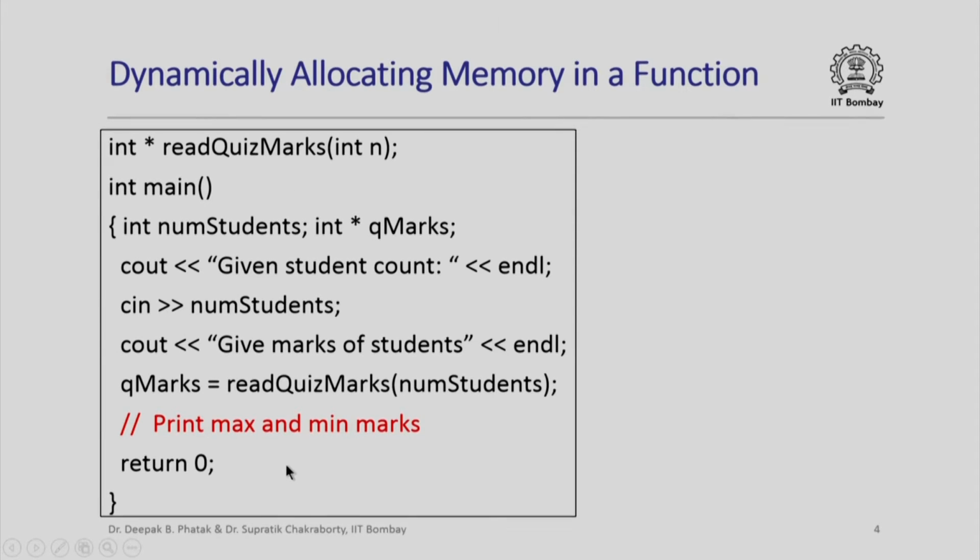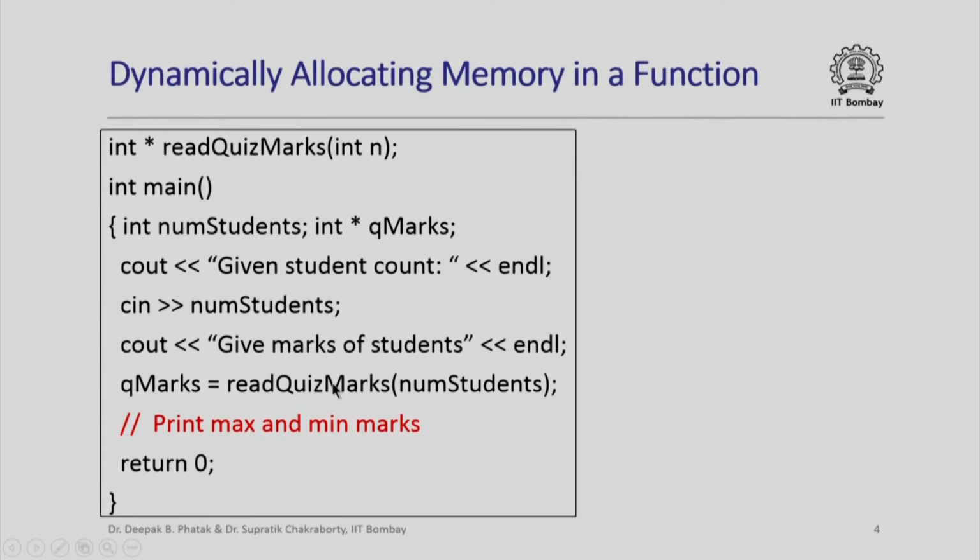In this function I basically want to read the quiz marks of a certain number of students, and then I want to do some computation on it, like finding the minimum and the maximum marks. So in this function I have this integer variable num students. I ask for the number of students in the class and read in that number in num students. Then I ask for the marks of all the students and I call this function read quiz marks, which takes as a parameter num students, the number of students in the class.